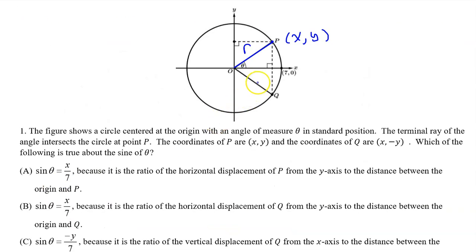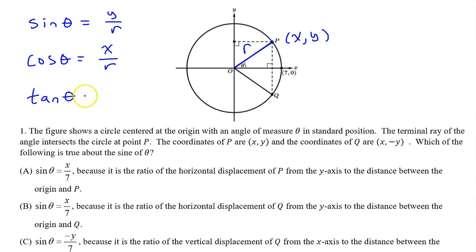In the previous video, we learned that given an angle in standard position with terminal ray intersecting a circle of radius r at the point x, y, the sine of angle theta is y over r. The cosine of theta is x over r, and the tangent of theta is y over x. We will use these little formulas over and over again, so pause the screen, write them down, and memorize them right now. Problem number 1.